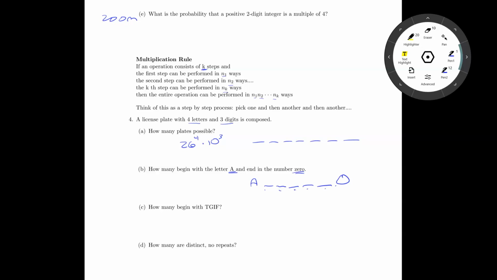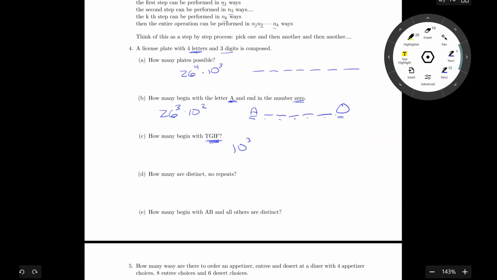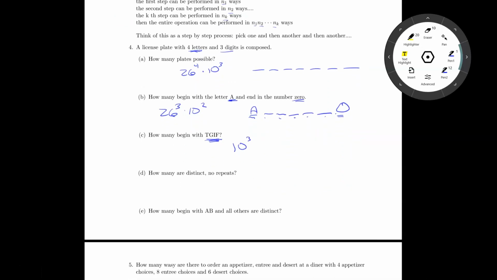So how many choices do I have? So I've got to have 4 letters. I've already got one of them here. So that means I only need 3 more letters, so 26 cubed. And then the number 0 is already chosen, so I only have to have 2 more digits, so that's going to be 10 squared. Okay, so how many license plates begin with TGIF? Well, I've already got my 4 letters, so all I need to pick is my 3 digits, so that's 10 cubed.